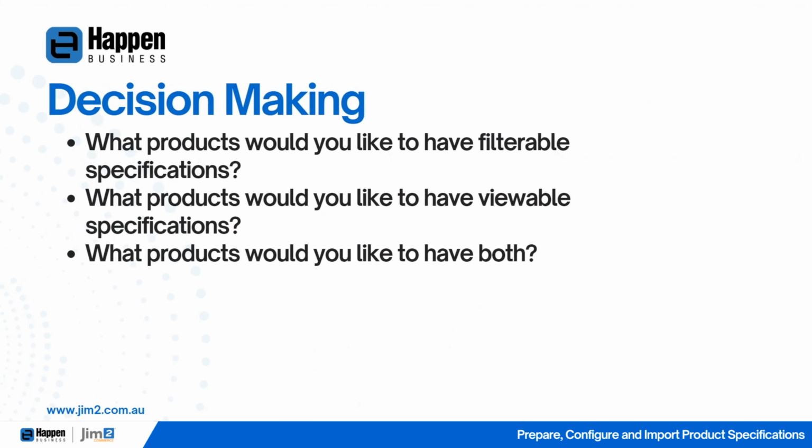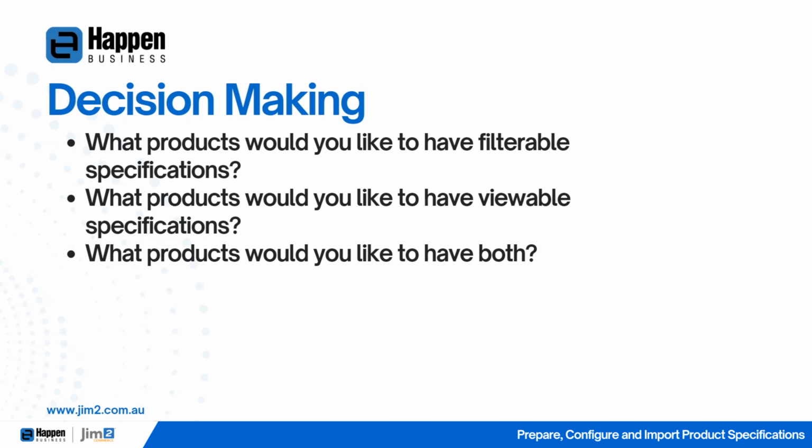Before you begin importing specifications into Jim2Commerce, we advise going through your product catalog and deciding what specifications you would like to be filterable and what specifications you would like to be viewable, or if you would like both options available for any given product. For example, you may have 20 specifications on a product and you would likely have those as viewable specifications so your customer can see that information at a product level. But it may be overkill to have all of those as a filterable specification.